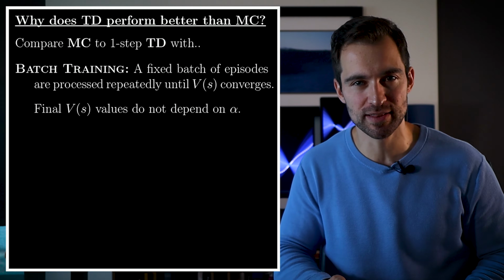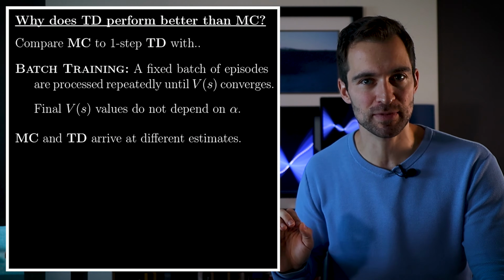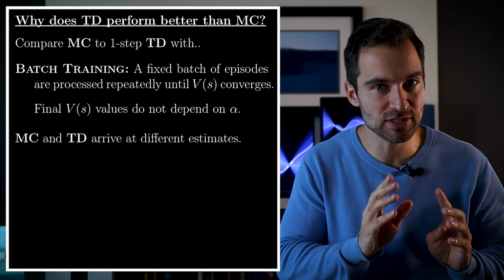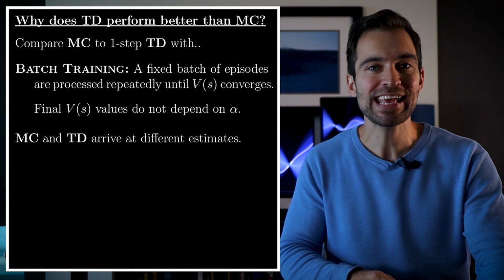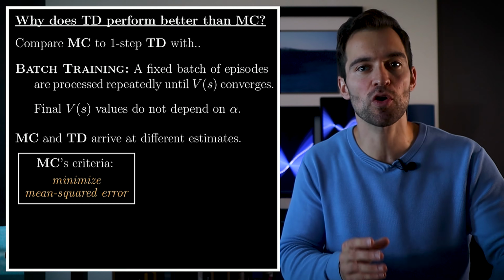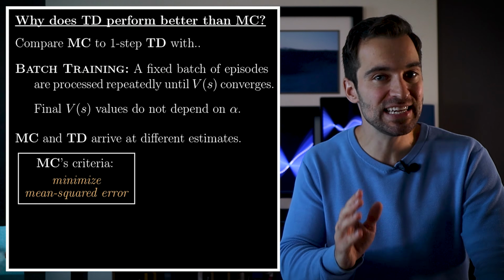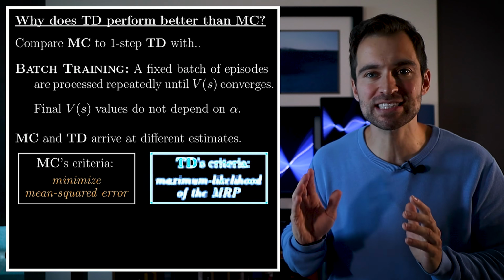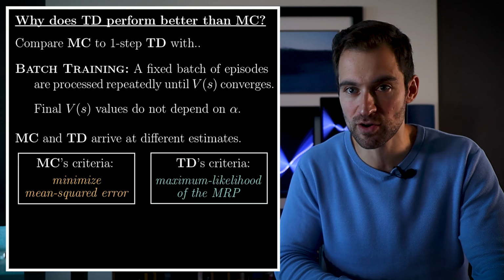And here's the interesting thing. MC and TD arrive at different estimates, and their criteria for those estimates are different. It turns out MC's criteria is to minimize the mean squared error over the data, which is a known property of taking an average, while TD's criteria is to maximize the likelihood of the Markov reward process, the thing that we are assuming generated our data.